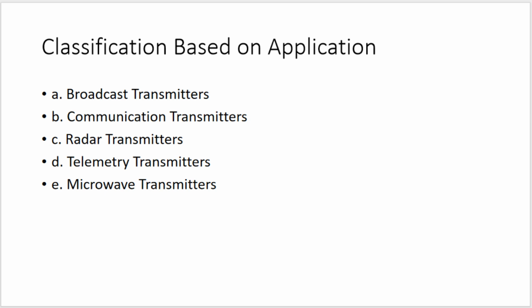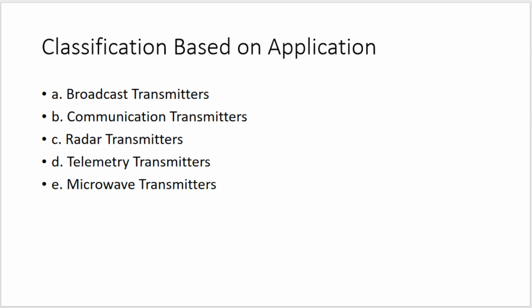And point D, the telemetry transmitter. Its function is to transmit data from remote or inaccessible points to a receiving system for monitoring. Applications are spacecraft, aircraft, and environment monitoring.